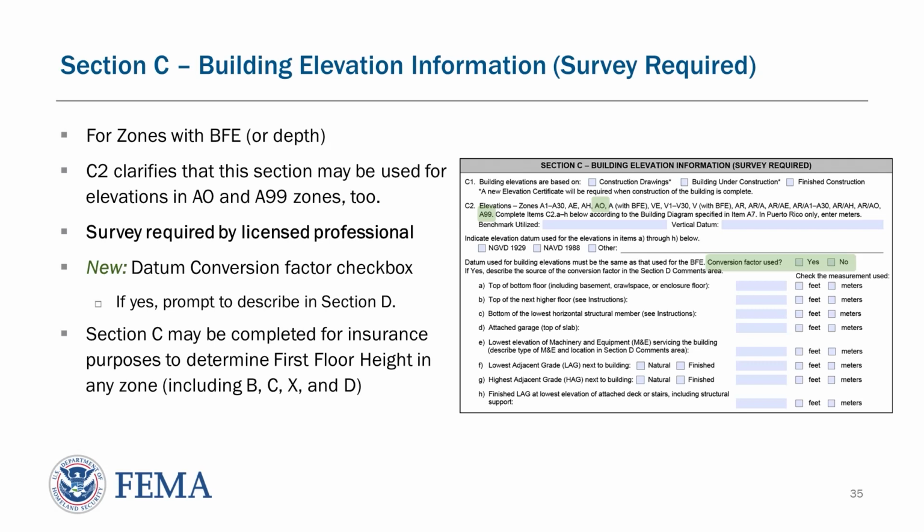There's a new datum conversion factor checkbox asking the surveyor to check the box that indicates whether they used one, and if so, to describe the source of their conversion factor in the comments. Section C may be used to document first floor height for insurance purposes in any flood zone, including B, C, X, and D, though it's only required for zones with a base flood elevation.